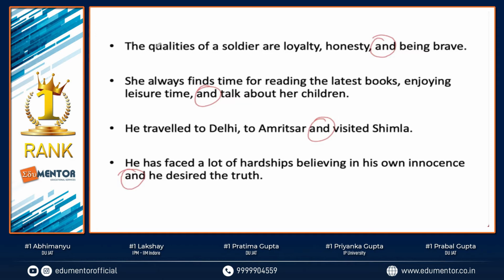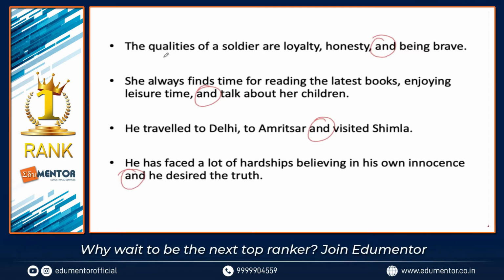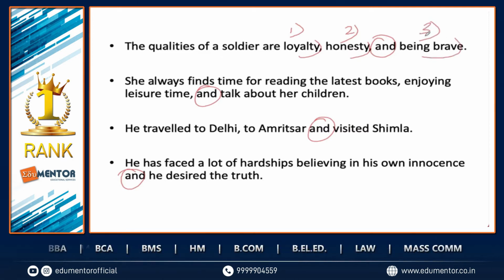The first clause, if we had to break it down just like how we did with the John and Diego sentence, the first clause that we can break this sentence into would be: the quality of a soldier is loyalty. This is the first clause. The second clause is: the quality of a soldier is honesty. Second clause. The third and the final clause is: the quality of a soldier is being brave. So we have our 3 constituent clauses over here.